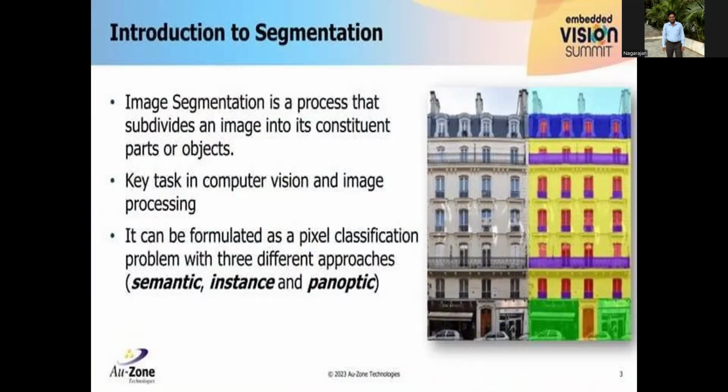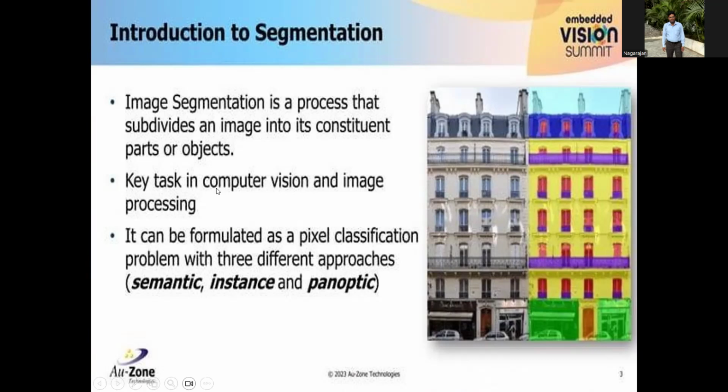Before going to semantic segmentation, we have to know what segmentation is. That is image segmentation. It is a process or task that helps you divide the image into subparts. Suppose an image has 5 objects; we can divide it into object 1, object 2, and so on. It is a key task in computer vision and image processing. So how can you perform this segmentation?